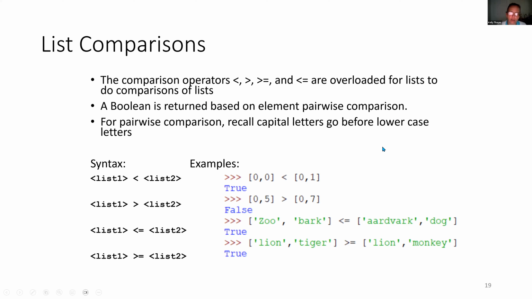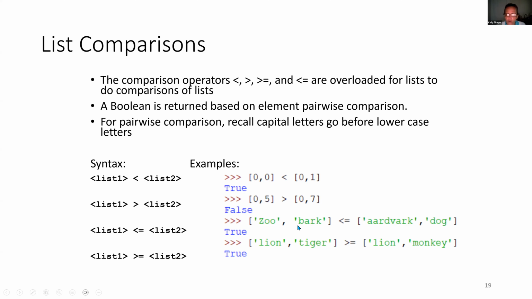So for pairwise comparison, recall capital letters go before lowercase. So you could do, for example, 0, 0 is less than 0, 1. So it's going to do 0 compared to 0, no determination. 0 comes before 1, that is true, so we get a true. And again, we're going to do element-wise comparison. 0 is greater than 0? No. 5 is greater than 7? That is false, so we can make a determination.